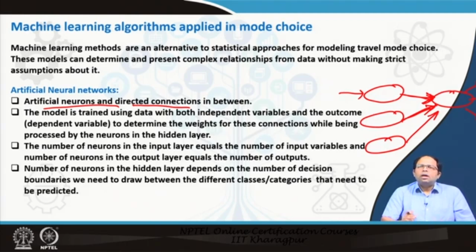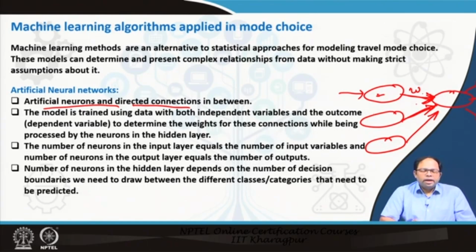It is similar to how we have predictor variables, like explanatory variables, and the output, which is the dependent variable. These are the independent variables, and in between we give weightages to determine how much each one of them contributes and how it contributes. The same thing is also done in artificial neural networks.